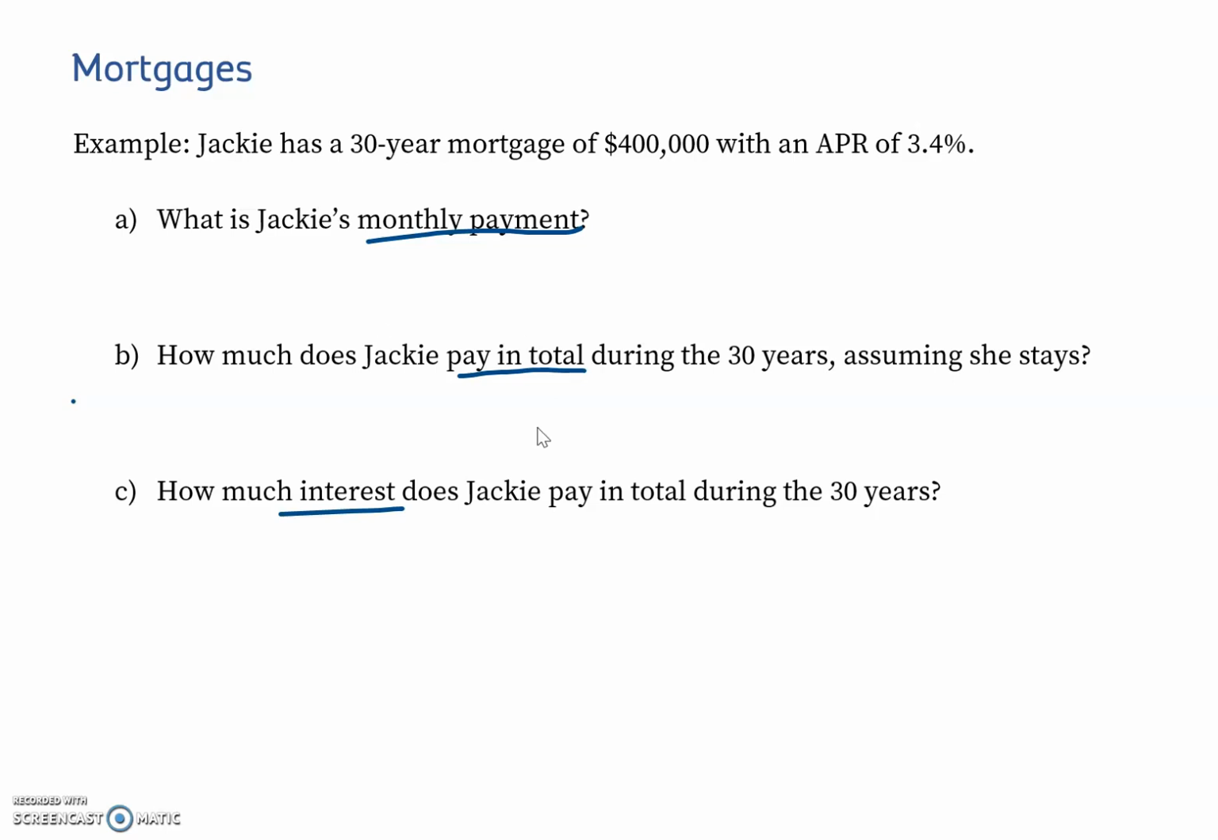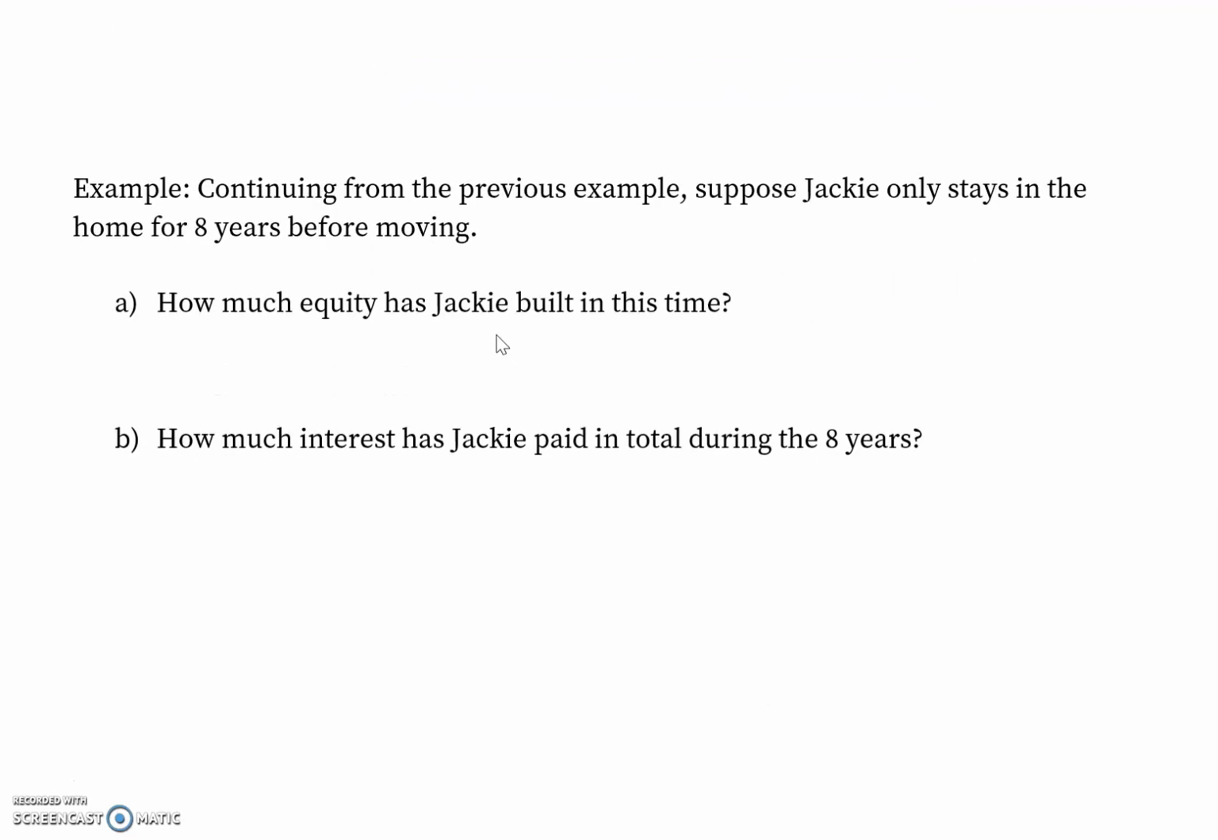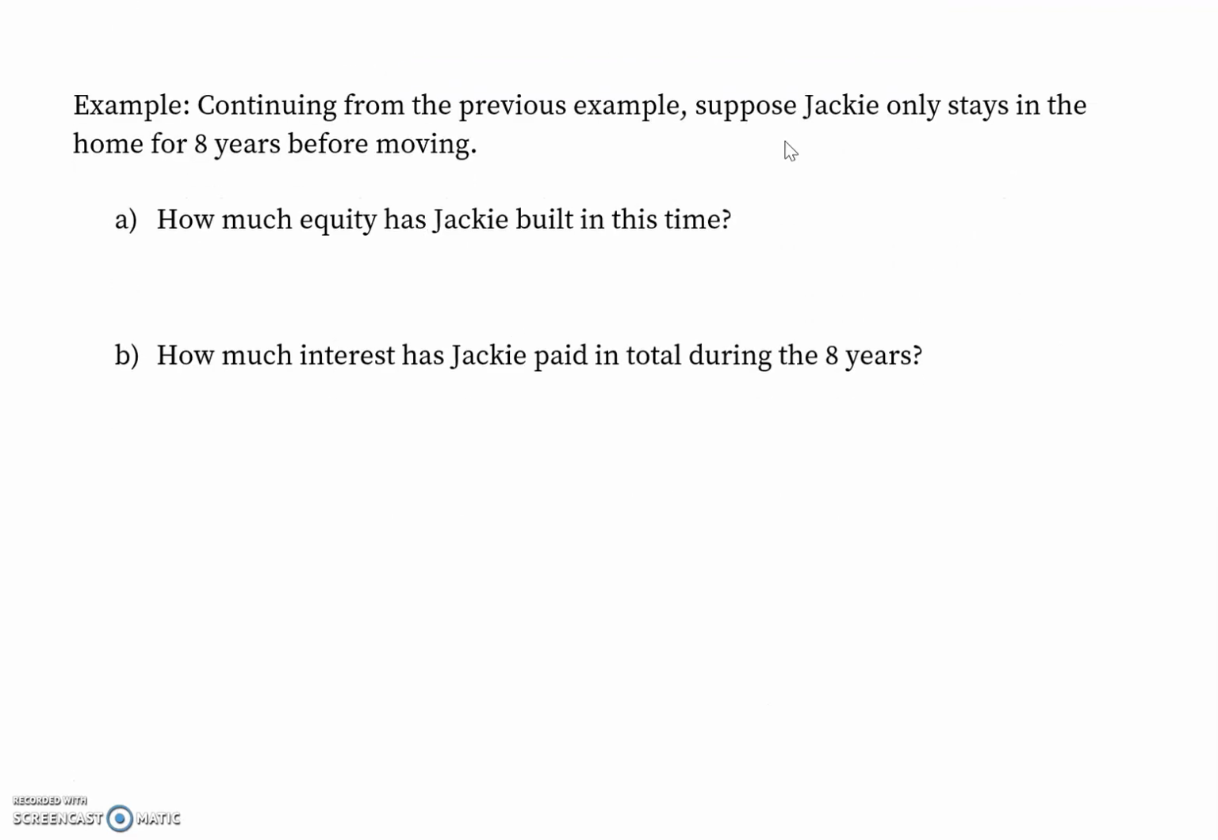Okay, so we could pull those values over. I don't really need to do that. They're exactly in order from the table. So let's expand on this. Continuing from that previous example, suppose Jackie only stays in the home for 8 years, right? 8 years is a totally reasonable amount of time. So let's say, how much equity has Jackie built in this time? Equity is the amount of money that has actually gone to the cost of the home, right?